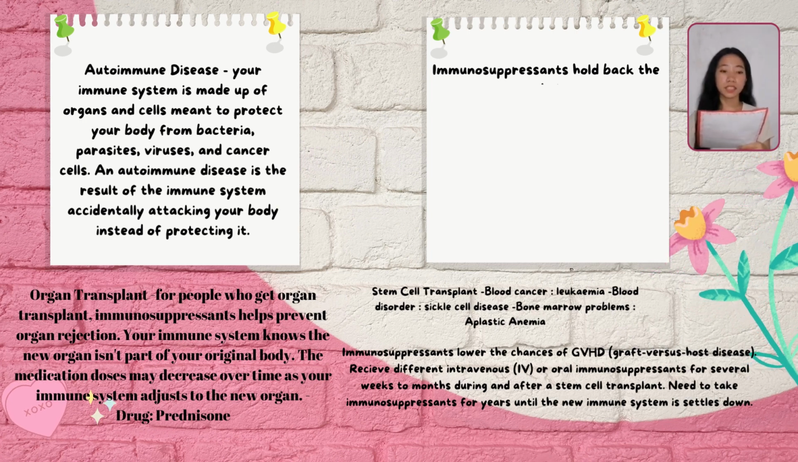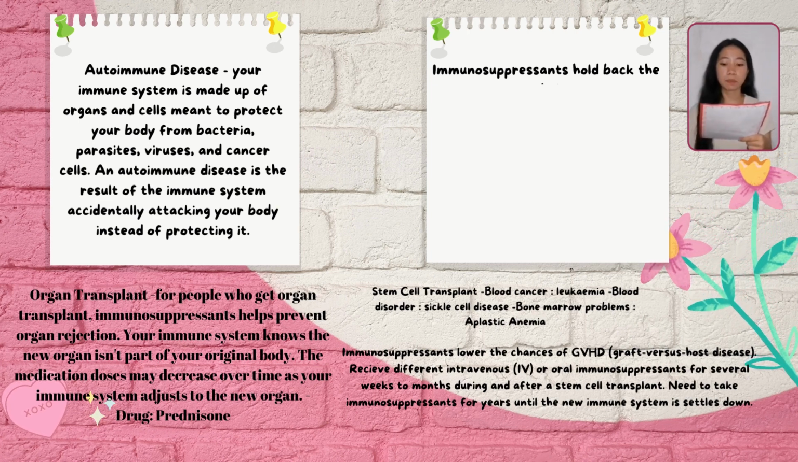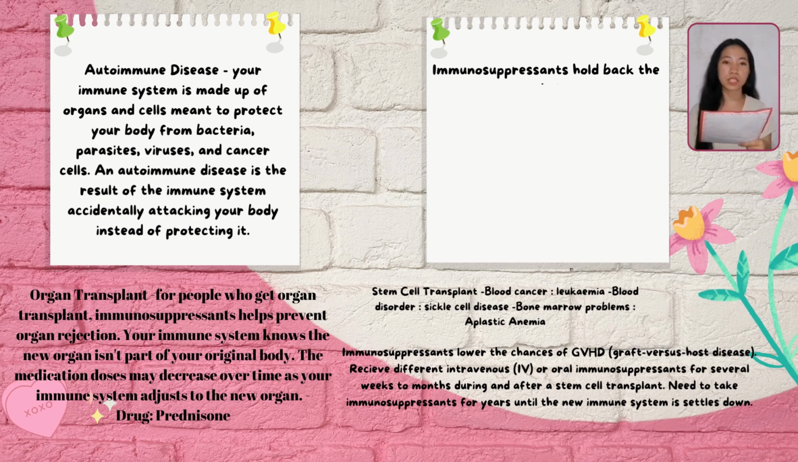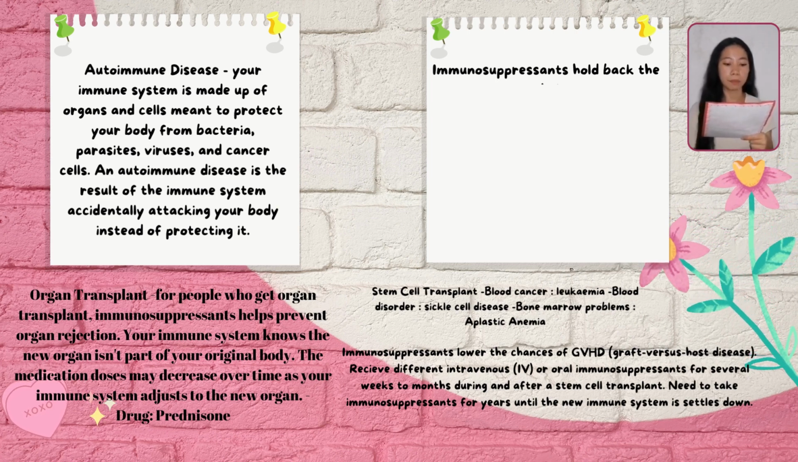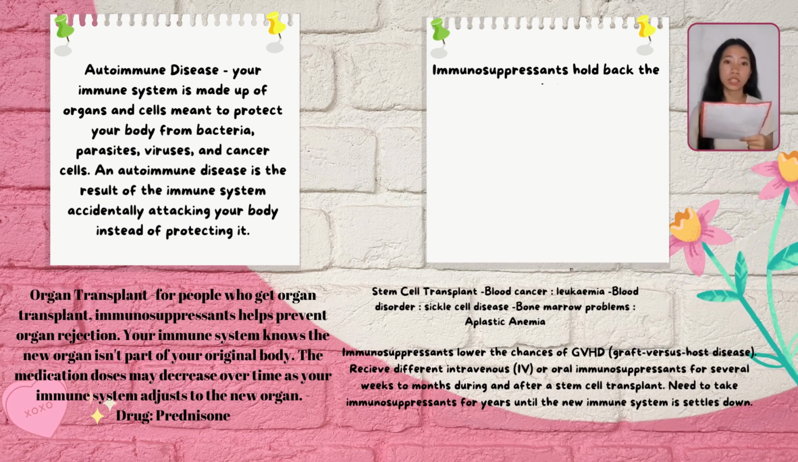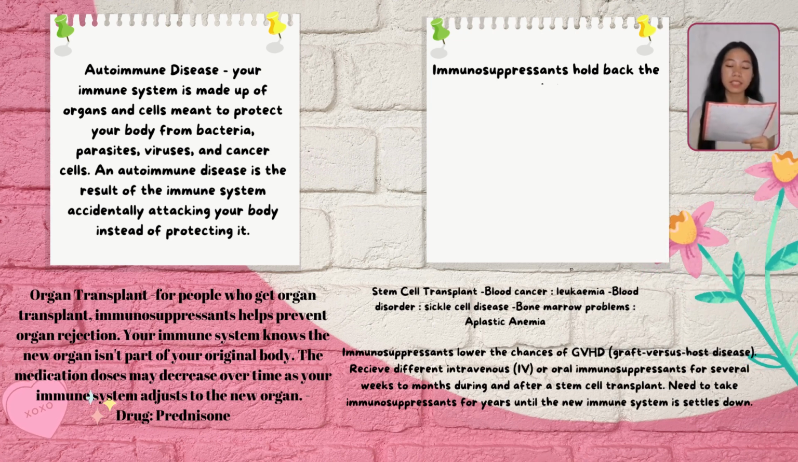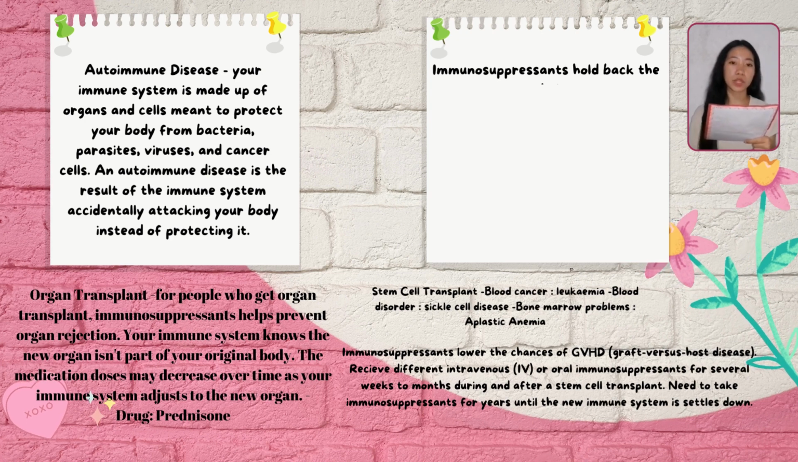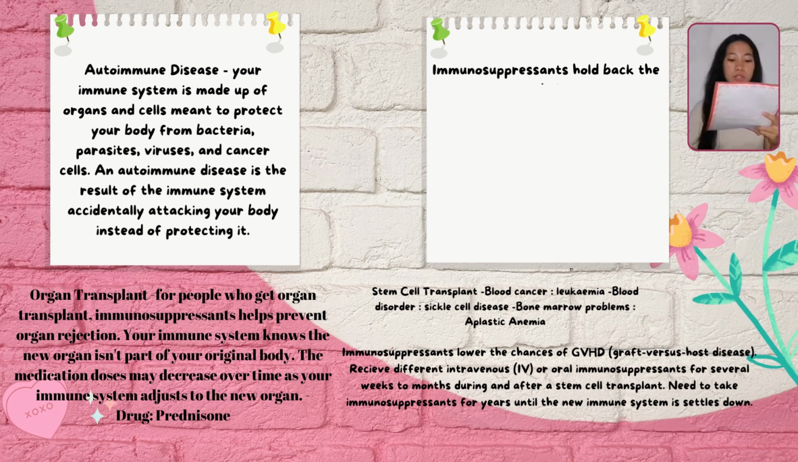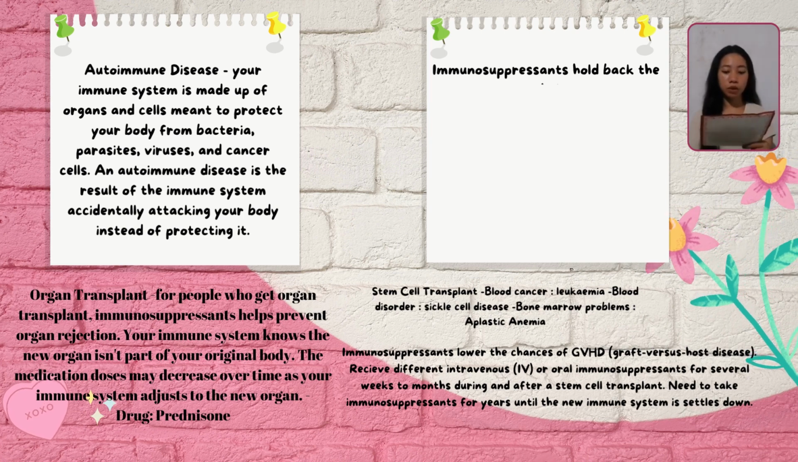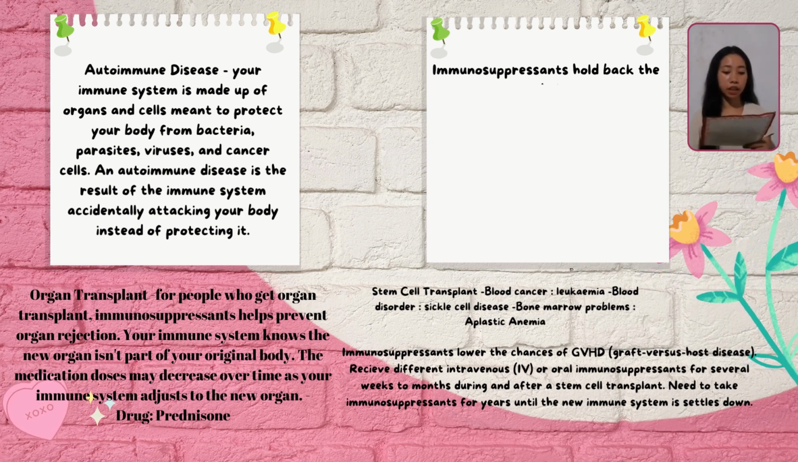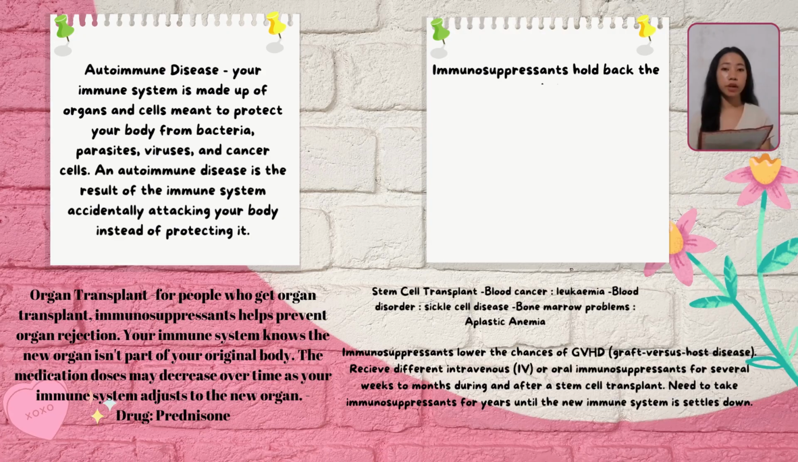So, in addition, immunosuppressants stop your immune system from damaging healthy cells and tissue. People with organ transplants and stem cell transplants take these medications to prevent transplant rejection. They also treat autoimmune disease symptoms like what I said earlier. So the immunosuppressant drugs are powerful drugs that require careful monitoring to avoid problems.